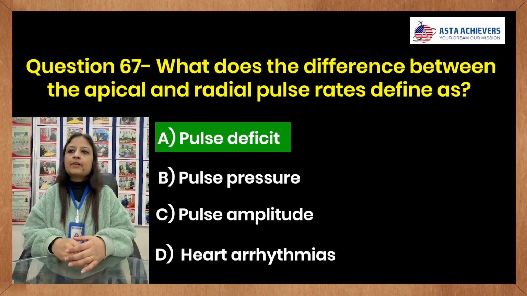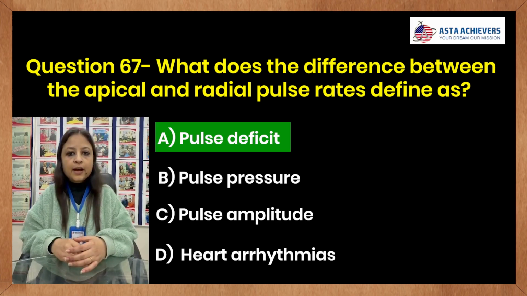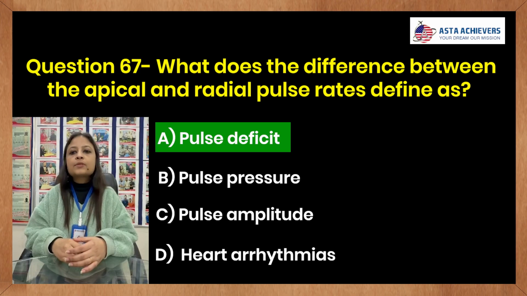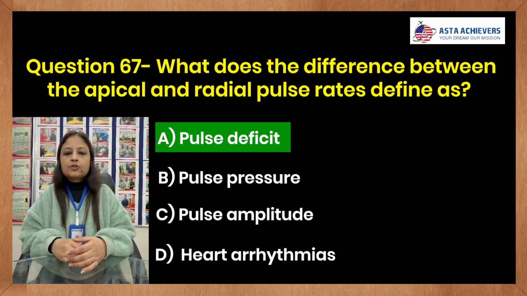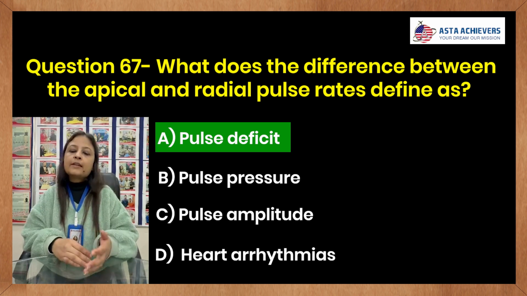Question number 67. What is the difference between apical and radial pulse rates defined as? So option A, pulse deficit, option B, pulse pressure, option C, pulse amplitude, and option D, heart arrhythmia. So option A, pulse deficit is the correct answer, because pulse deficit is when the heart rate is faster than the pulse felt at a peripheral artery like the wrist.